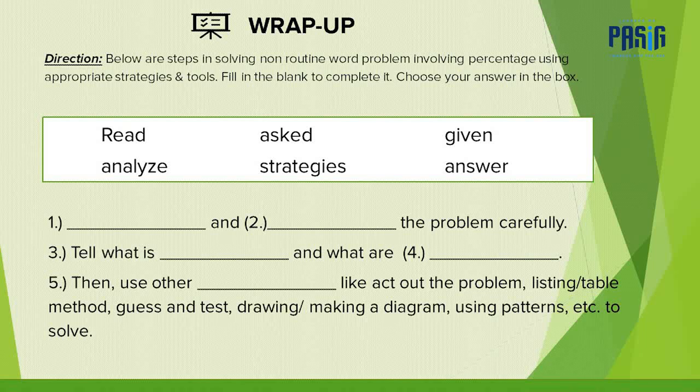Number 1, blank and blank the problem carefully. Number 3 and number 4, tell what is blank and what are blank. Number 5, then use other blank like act out the problem, listing or table method, guess and test, drawing and making diagram, using patterns, etc. to solve. Answer this one, kids, in your notebook.